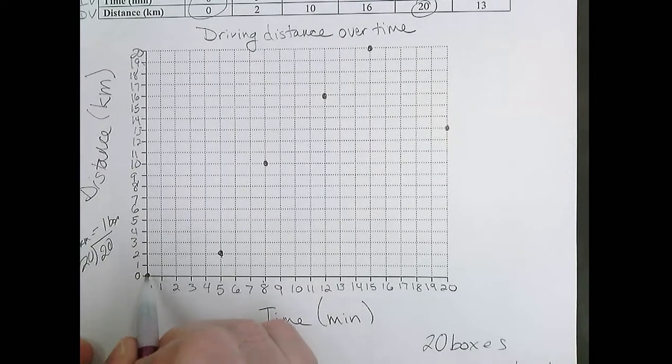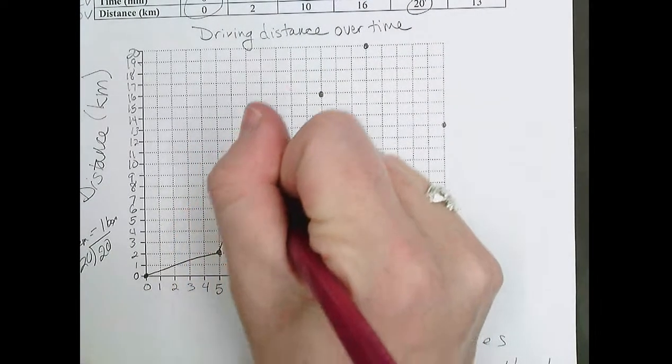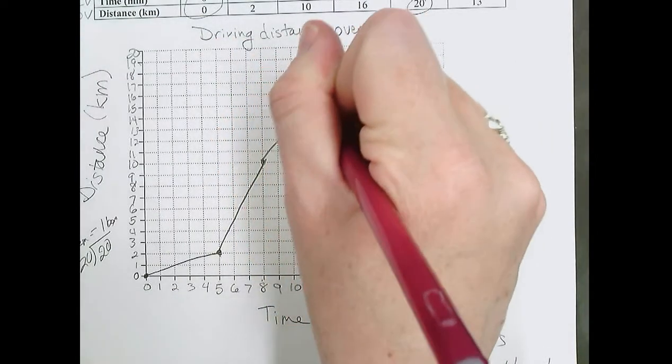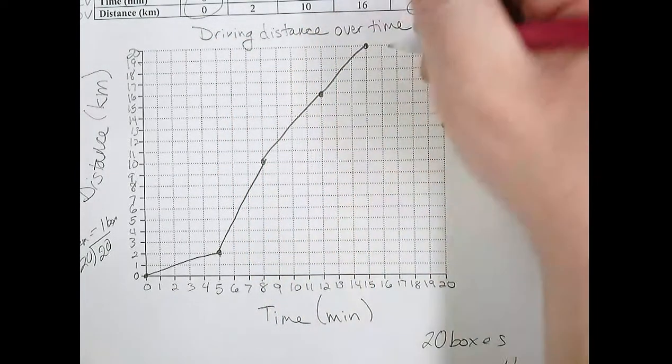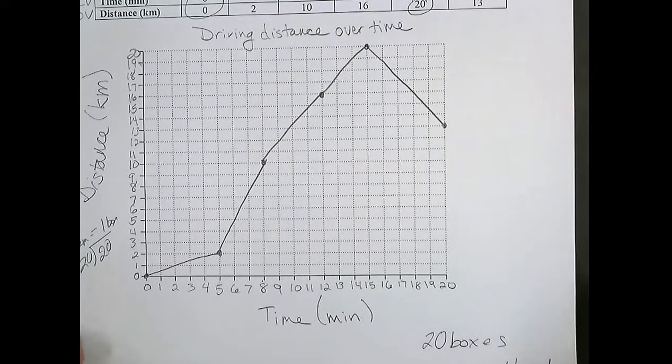And last but not least, this should be a line graph. So we actually need to make a line. Do not need to use a ruler. Drawing a relatively straight line is fine for this.